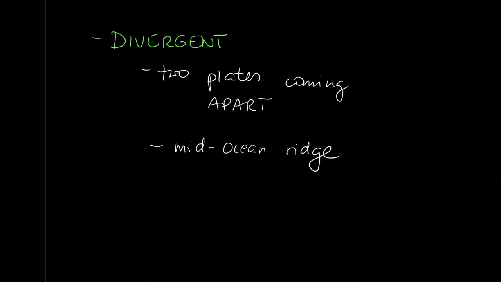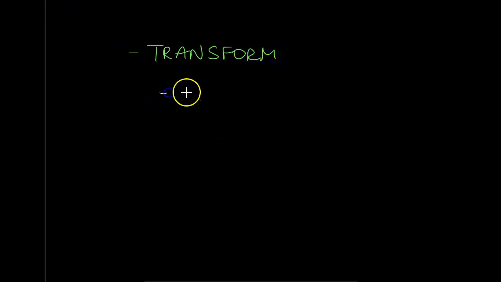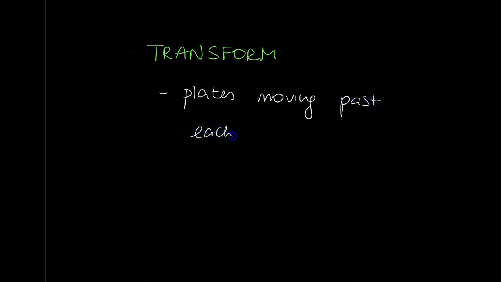Our last type of boundary would be our transform. Okay, and within the transform plate boundary, the plates are moving past each other. They are sliding past each other. Neither one of them is being submerged underneath the other.